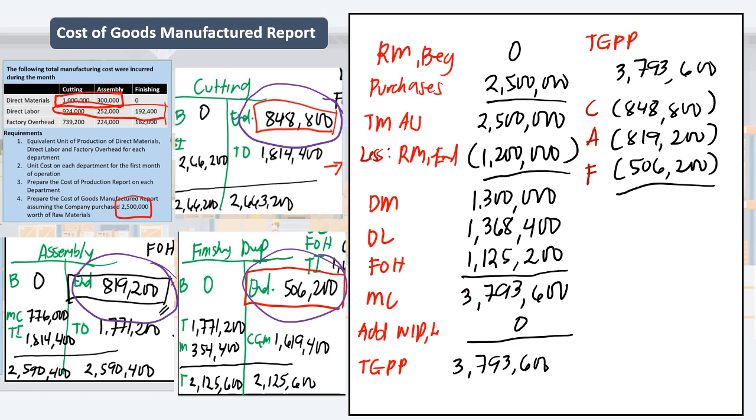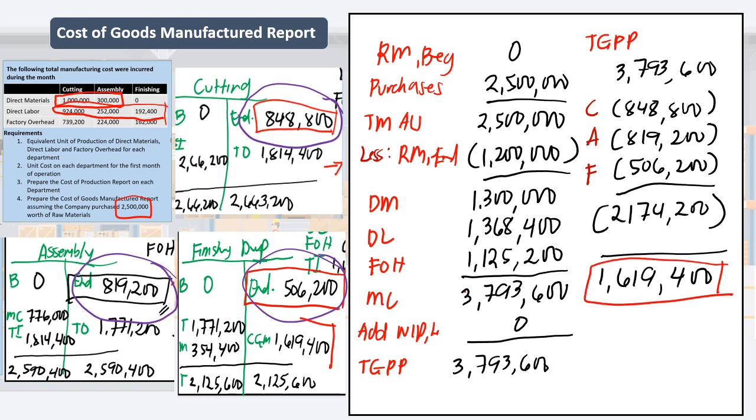To be sure, let's total them first: 848,800 plus 819,200 plus 506,200. The total ending should be 2,174,200. This will be deducted from 3,793,600, the total goods placed in process, to get the cost of goods manufactured. So, 3,793,600 minus 2,174,200. Therefore, the cost of goods manufactured should be 1,619,400. If we go back, that is the same as what we computed using the T-account, which is 1,619,400.